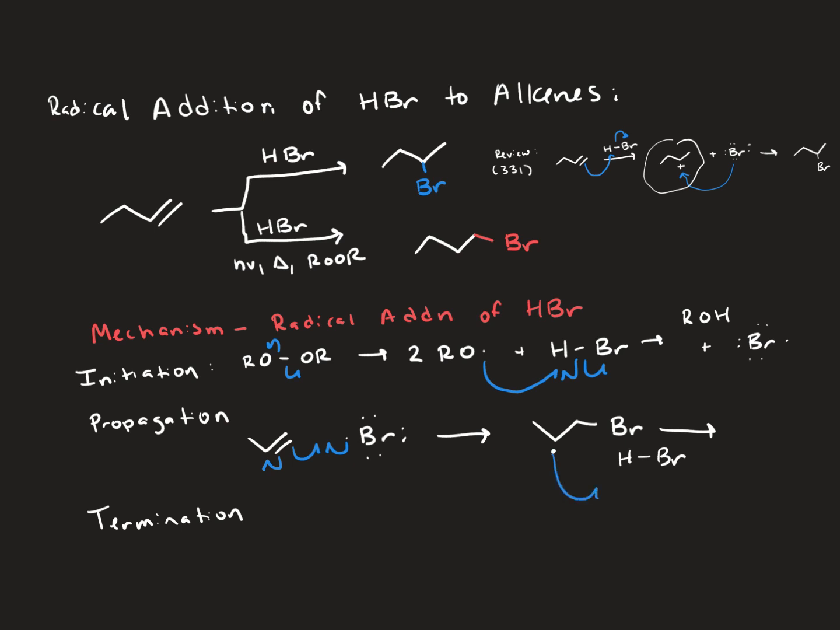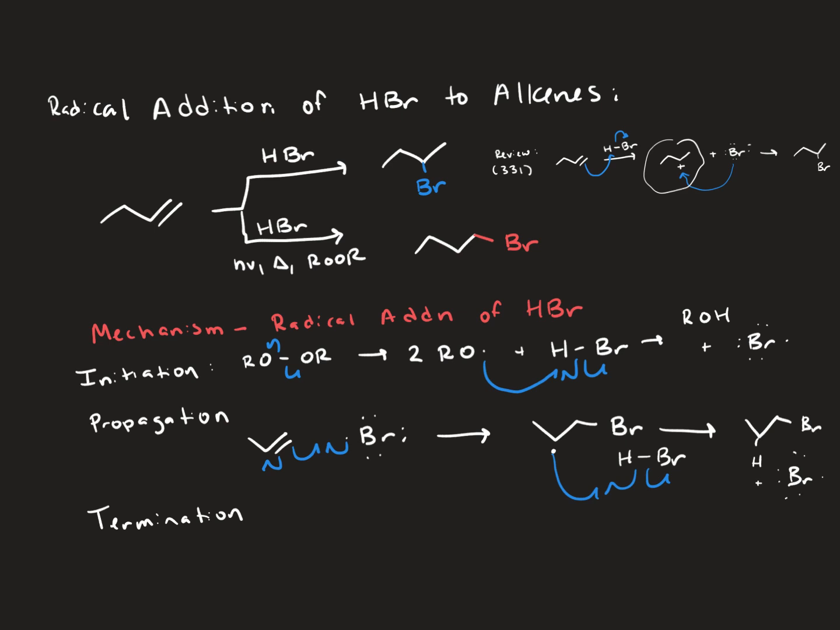So the H will combine with 1 electron from the HBr bond, will combine with that radical to put the H here, and we'll create another bromine radical, which will go on and react with other alkenes.